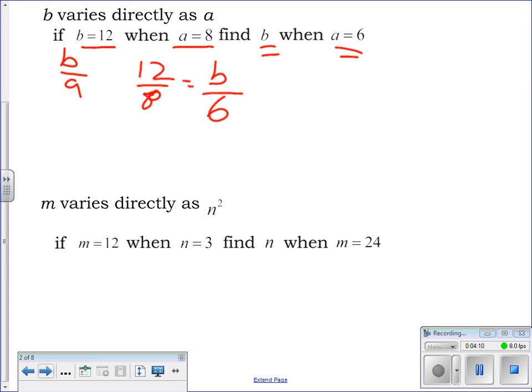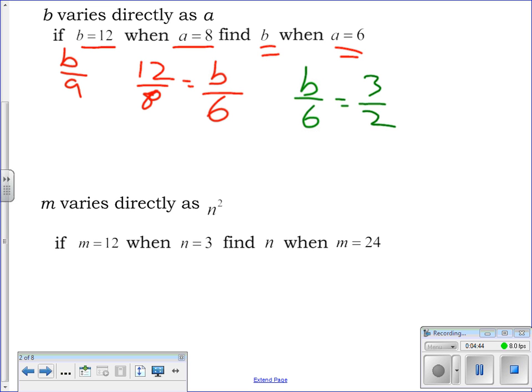These numbers aren't large, but one thing that would make it easier is if I reduce any fractions I can reduce. 12 over 8. Divide them both by 4. So that means B over 6 is equal to 3 over 2. Right? 12 over 8 reduces to 3 over 2. Smaller numbers are easier to work with, are they not? Less likely to have an error with smaller numbers.